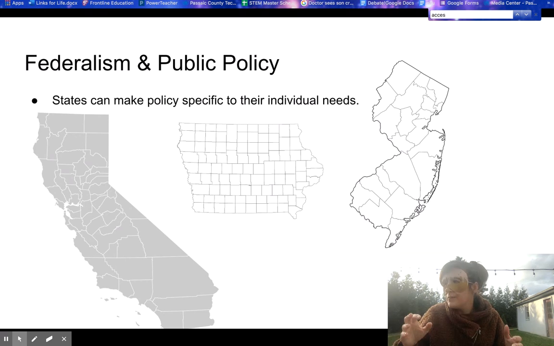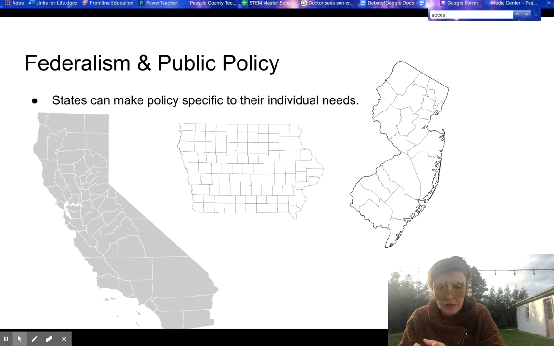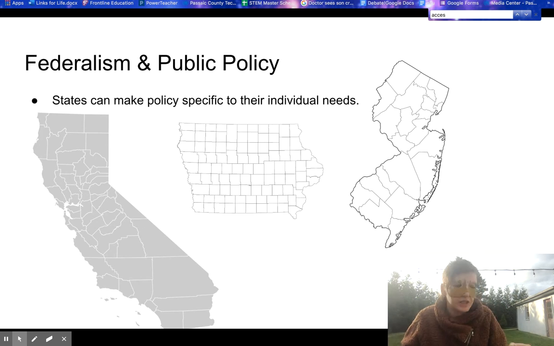They don't need a federal government to make a law that's the same for everyone, because there may be different problems in California, in Iowa, and New Jersey. All right, hopefully you recognize those states, right? There's probably different needs for corn growers in Iowa than there is for a manufacturing business in New Jersey, or an area devastated by wildfires in California, right? They all have specific needs, and the states allow them to do this under federalism.